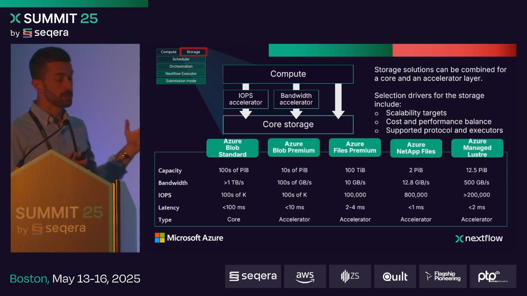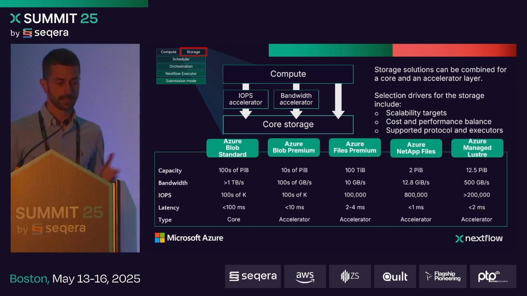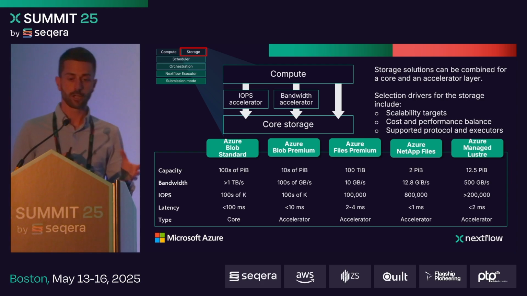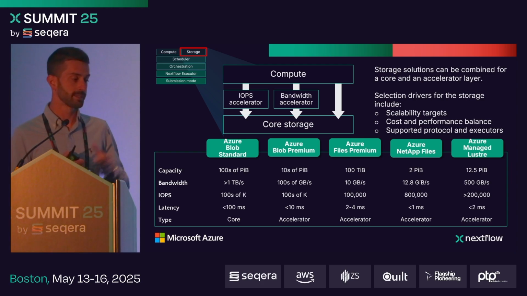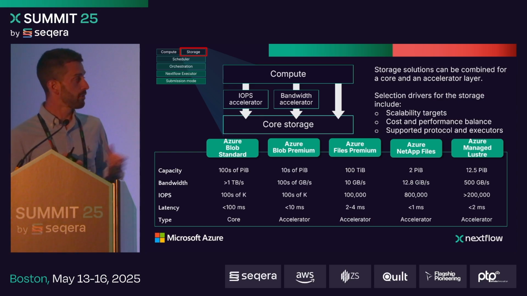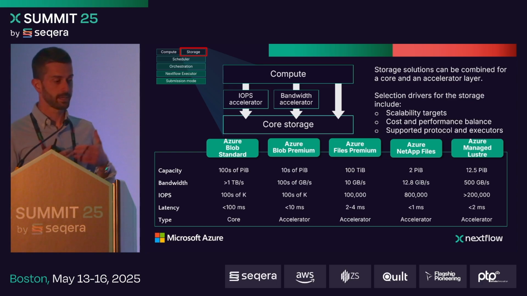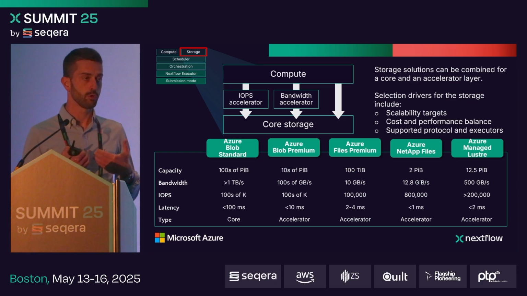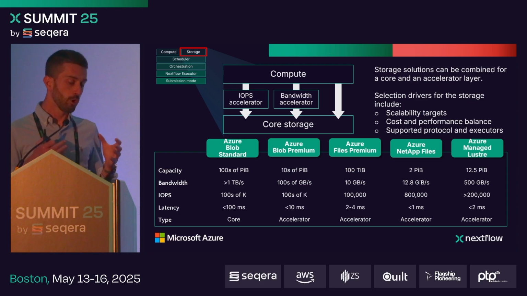And this maps to different solutions in Azure Cloud. You can see here that usually we have a core storage layer that is HDD-based, like Blob Storage, which is an object storage, and Azure Files Standard, which is a file-based solution but is still backed by traditional hard drives, up to solutions like Azure NetApp or Azure Managed Lustre that are SSD-based and go in the domain of accelerator storage. All of this, again, in the direction of finding the best trade-off and the best balance for the specific needs of your workflow.